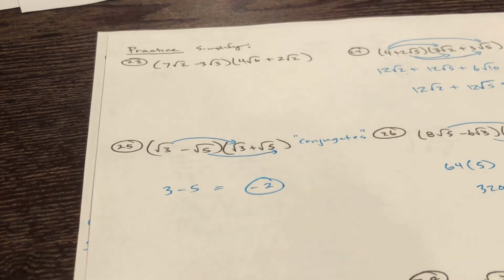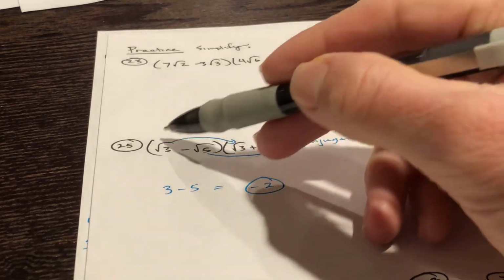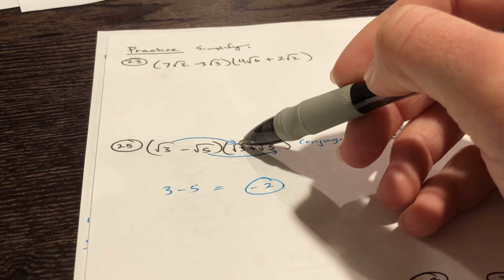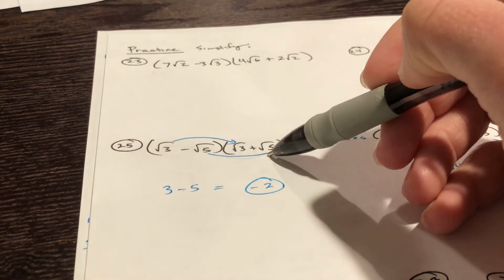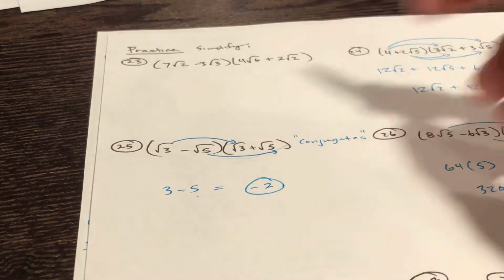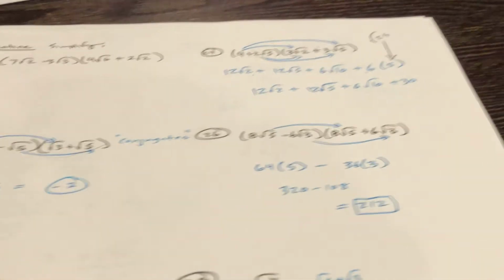25 and 26, you have conjugates, okay? Same two terms, just opposite signs. So I can do the first and the last part of FOIL. Root 3 times root 3 is root 9, which is 3, minus root 5 times root 5 is the square root of 25, which is 5. 3 minus 5 is negative 2. It's nice to multiply with conjugates. So we're going to use that in a second.